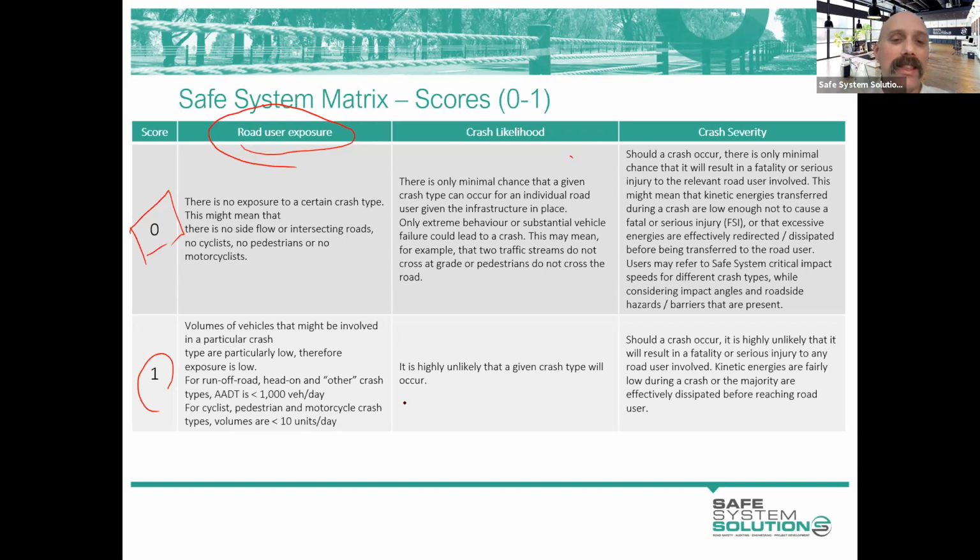And you'll see here that the information you get is fairly broad. It is highly unlikely that a given crash type will occur. That's a 1.